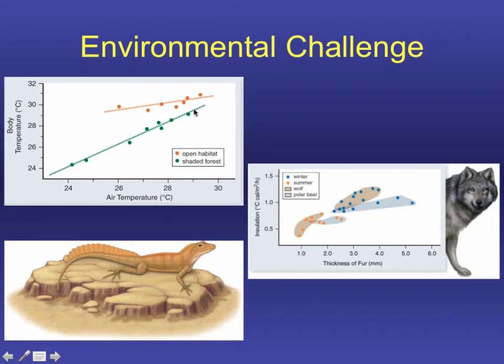It goes from 29 up to about 31 or so, whereas in the shaded forest, body temperature varies from 24 up to like 29 or so.